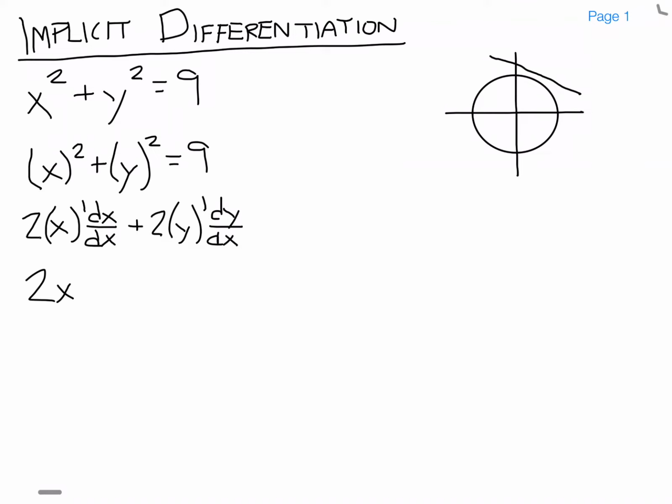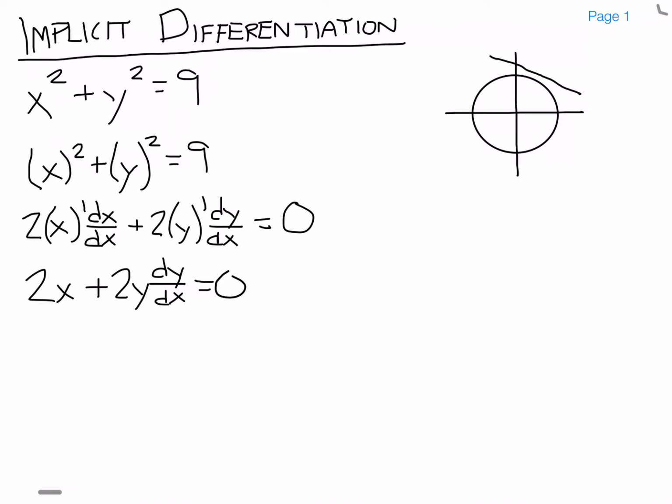Now something most people forget to do is that if I've taken the derivative of both things on the left side, I need to take the derivative of the right. Now the derivative of a constant is simply 0. So simplifying, I have 2x plus 2y times dy/dx equals 0.